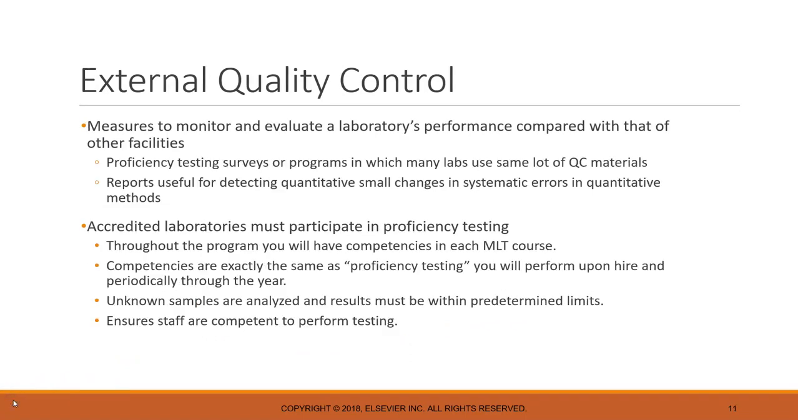So every day, every time we use a piece of equipment, we do the quality control for our laboratory. But we also have to do external quality control on a quarterly basis. This is used to measure, monitor and evaluate a laboratory's performance compared with that of other laboratory facilities. These are called proficiency testing surveys, or programs, in which many labs use the same lot of QC materials, and a report is useful for detecting small changes in systematic errors in quantitative methods.